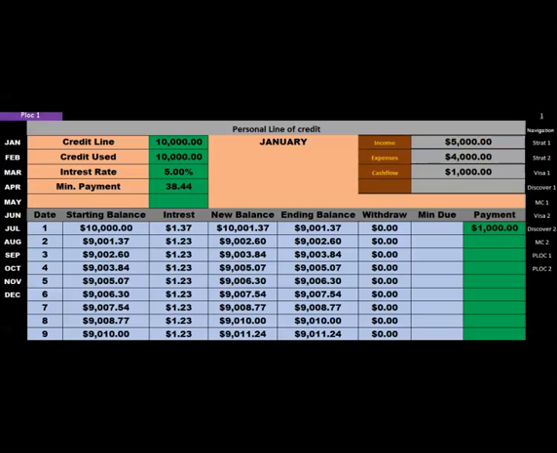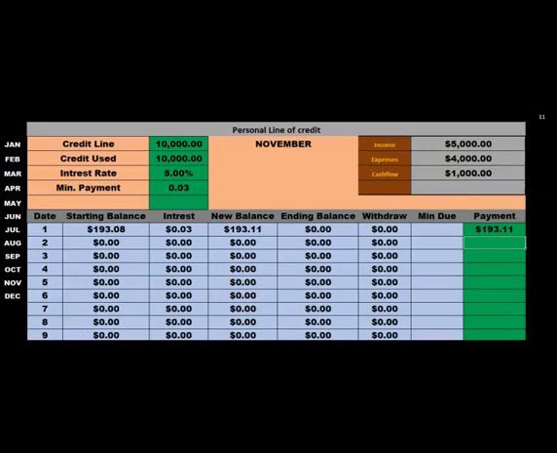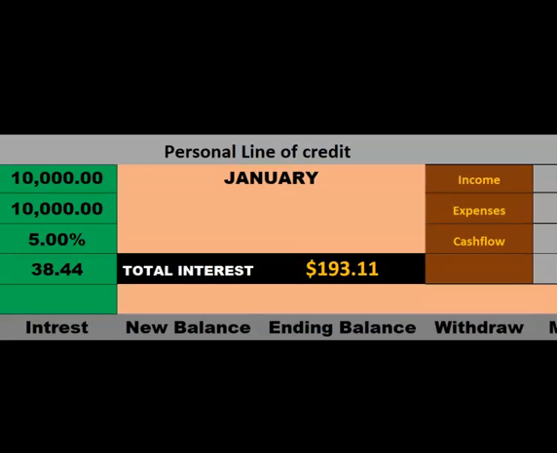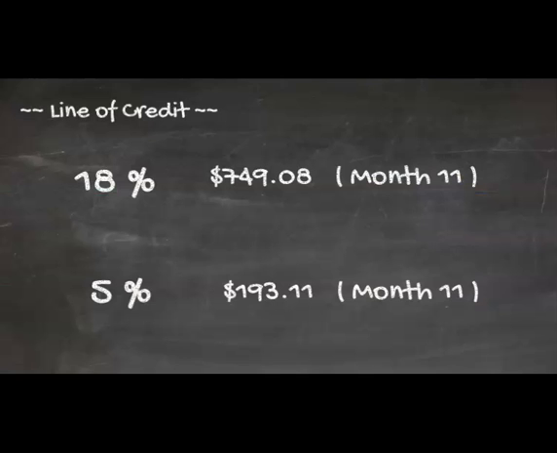Running this at 5%, assume we have two people, both owing $10,000 on an amortized loan, and both having a revolving line of credit, and they both just chunked that amortized loan onto their revolving line of credit. One person's line of credit was 18%, the other person's was 5%. So let's look at the difference. Paying the $1,000 every month, at 5% it'll also be paid off in month 11. The final payment in month 11 is going to be $193.11. So let's look at the interest. At 5%, the total interest is going to be $193.11. So both lines of credit were paid off in the same month.